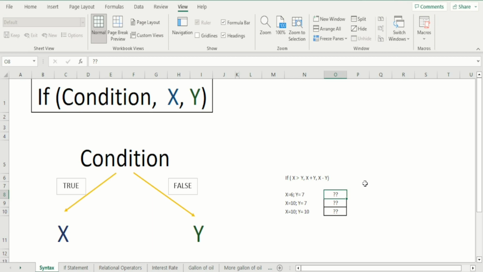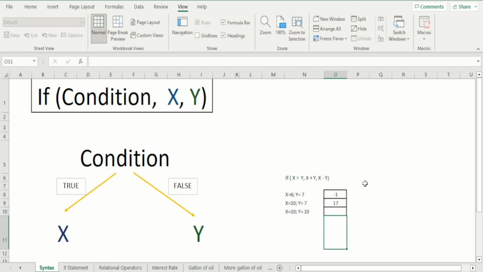In this case, what this function will do will be x minus y, which will be 6 minus 7, and the answer we can expect to get from this is -1. Let's take a look at the next one. When x is 10 and y is 7, is the condition fulfilled? Yes, the condition is fulfilled because x is greater than y. In this case, it will add them up. So the answer we can expect is going to be 10 plus 7, which is 17.